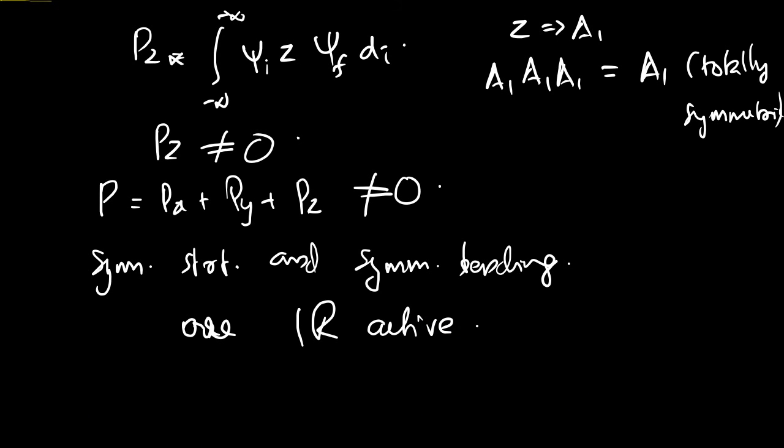So you don't need to solve this complicated integral by using a computer. You can get whether the integral has a non-zero or zero value by looking at the symmetry, or by looking at the character table. So symmetric stretching and symmetric bending are IR active. Now I am going for the anti-symmetric stretching, that is the last mode of vibration.